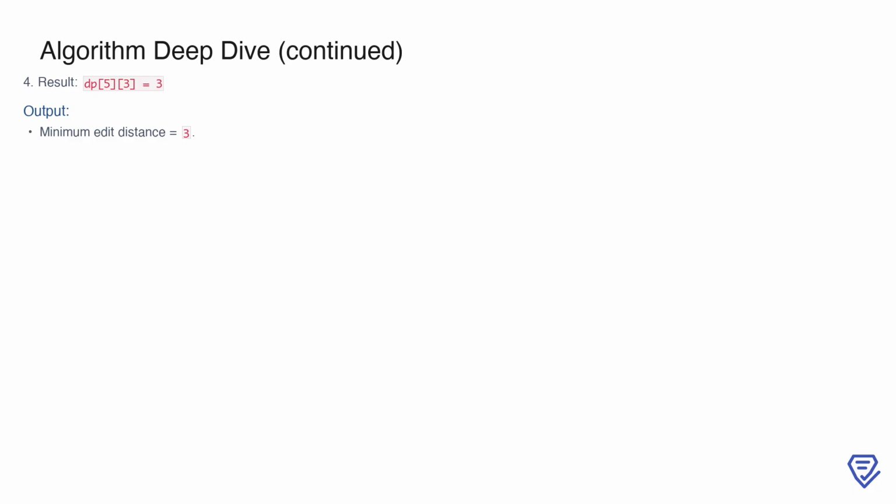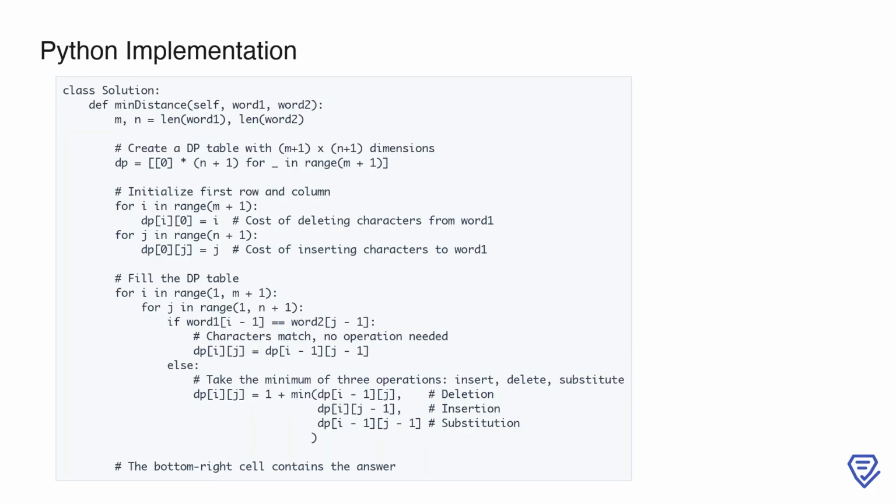This concludes the explanation of the edit distance algorithm, highlighting the use of dynamic programming to efficiently calculate the minimum number of operations required to transform one string into another. Here, we define a Python class called Solution and its method minDistance, which calculates the minimum edit distance between two strings, word1 and word2.